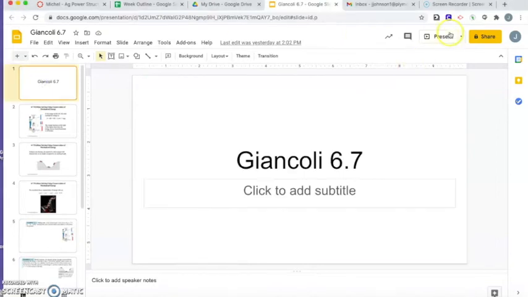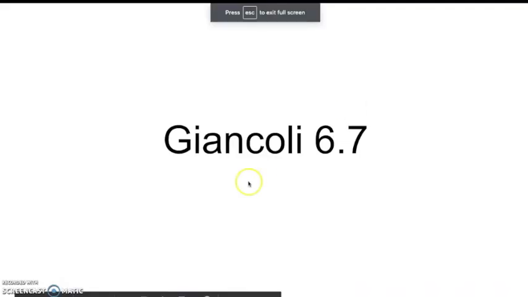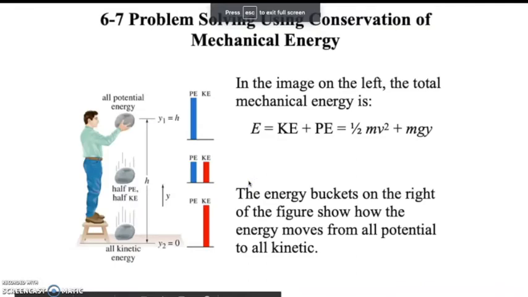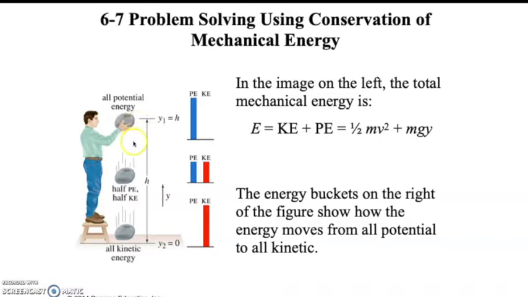All right, so we're going to look at Giancoli 6-7 and its conservation of mechanical energy. Here we have a rock at a certain height. As it drops, it loses its potential energy because it loses height, but it also gains speed, which means it gains kinetic energy until it gets to the floor. When it hits the floor, it has no potential energy because it has no height, but it has its max speed, which means it has the most kinetic energy.